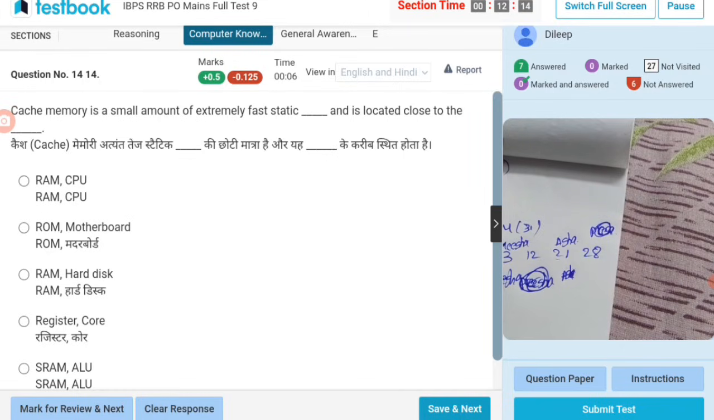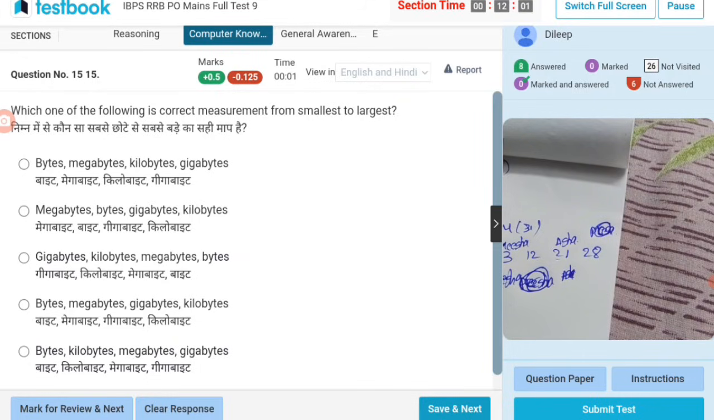Okay. Cache memory is small amount of extremely fast static and is located close to the CPU. Which one of the following is correct measurement from smallest to largest? So bytes, kilo, mega, giga.